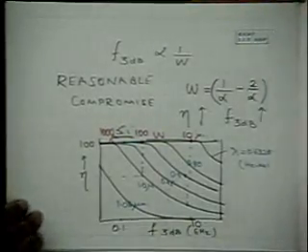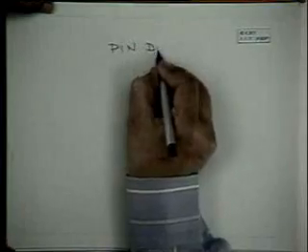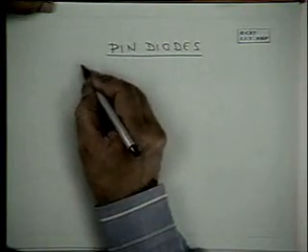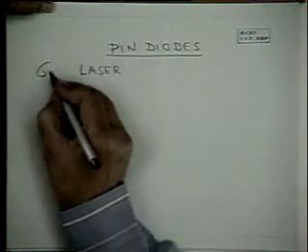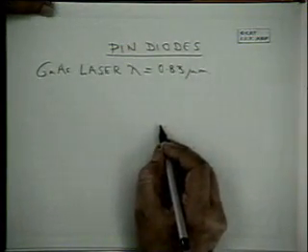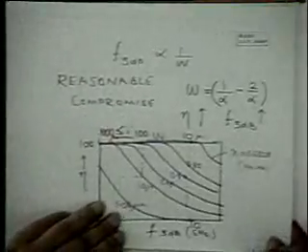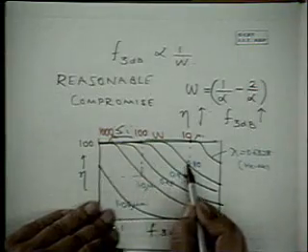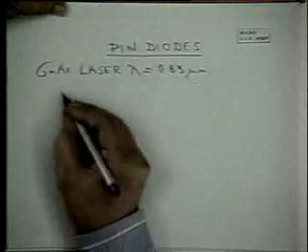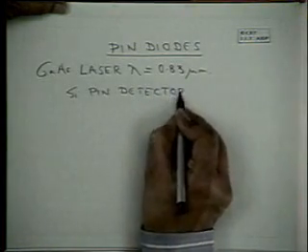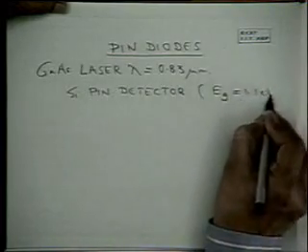Suppose we take another p-i-n diode, which is very important in applications. Suppose you have a gallium arsenide laser, lambda is say 0.83 microns. We can see that at 0.8 microns, F3 dB is fairly large, and eta is also fairly large. And obviously, what can you use with this? You can use a silicon p-i-n detector, and it will give you reasonable response. Why? Because the silicon band gap is 1.1 eV.